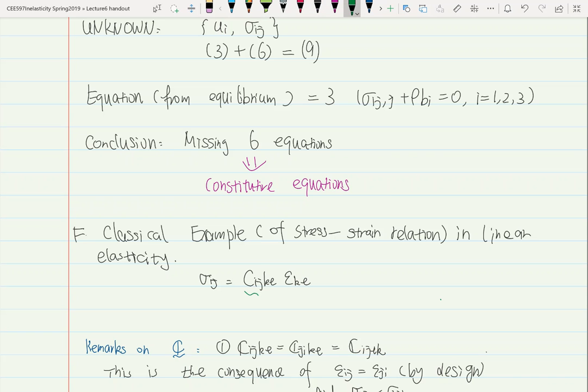the tensor of the material moduli. Okay, and it's a fourth order tensor actually.